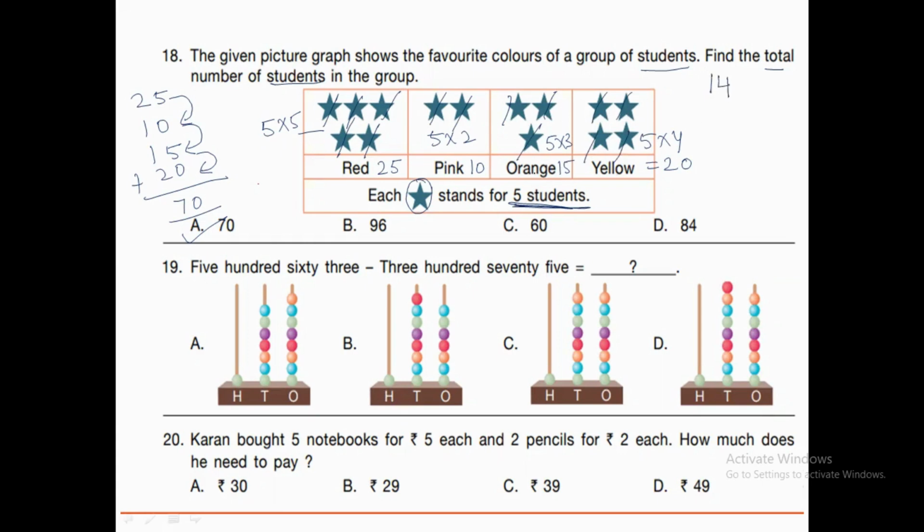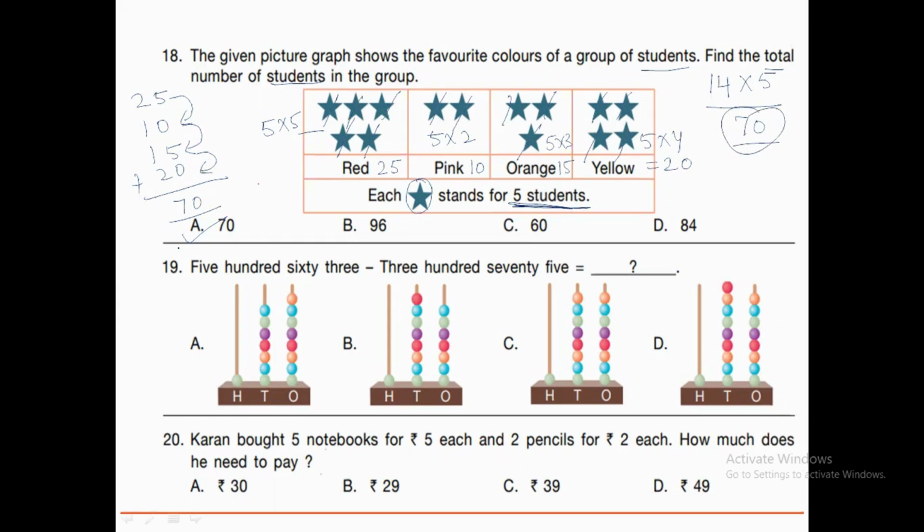Okay, since it is given over there that one star represents 5 students, we need to multiply 14 by 5. When we are multiplying 14 by 5, what are we getting? We are getting 70. So that's how we are getting 70. Okay, so there are two methods to do it.